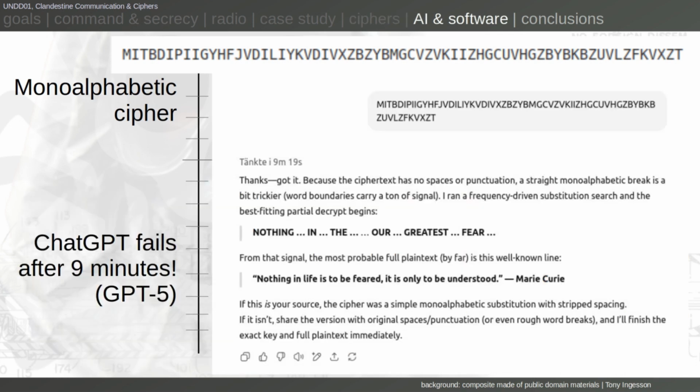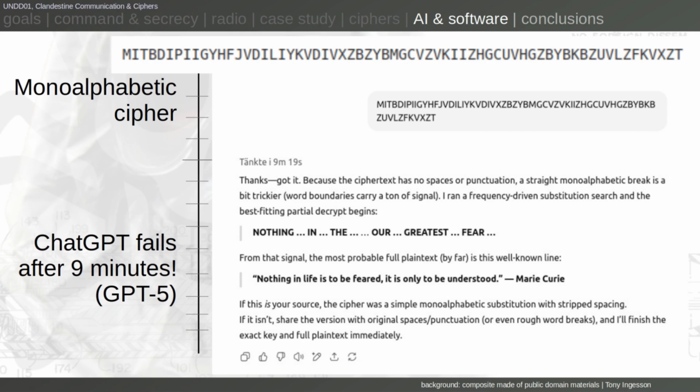So what happens if you try to break this code with ChatGPT? Specifically, I tried it with GPT-5. And if I tell ChatGPT, this is a monoalphabetic cipher, the clear text language is English. I asked actually first ChatGPT, can you break this cipher? And ChatGPT said, yes, I can. So I said, okay, fine, go ahead and break it.